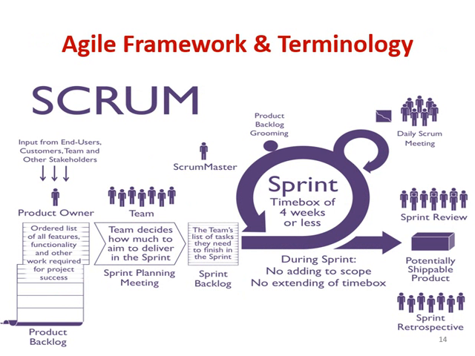Moving ahead, we have an Agile framework and terminology for Scrum. So quickly, let me share about Scrum. In Scrum, we have a product backlog in which we have all the requirements, all the scope, which is owned by the product owner, with input from end users, customers, the team, and other stakeholders. Once the product owner finalizes and gives the priority of requirements 1, 2, 3, the team decides how much to aim to deliver in the sprint.